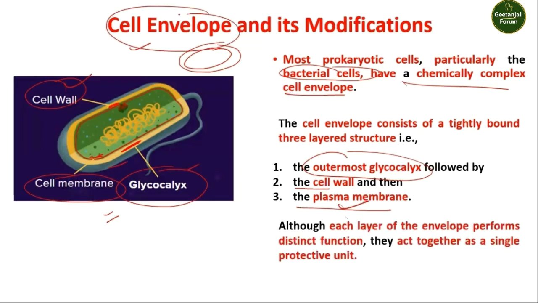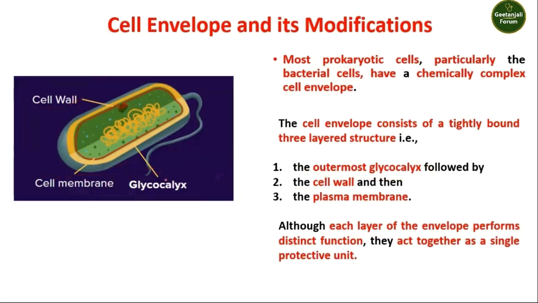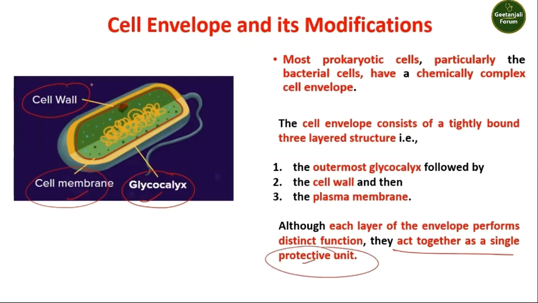Each layer of the envelope performs a different function. So we have seen that the envelope is made up of these three layers: glycocalyx, cell membrane and cell wall. All these three have different functions, but together they function as a protective unit. It means protection of bacteria is the function of the cell envelope.